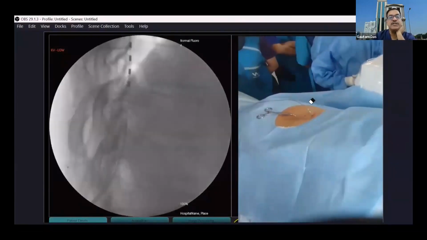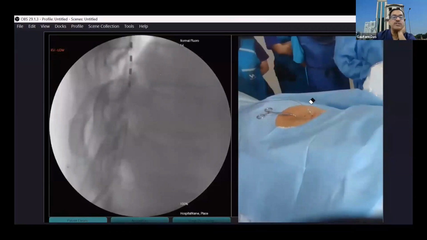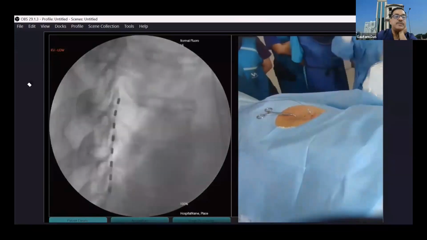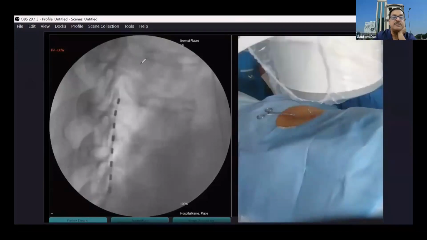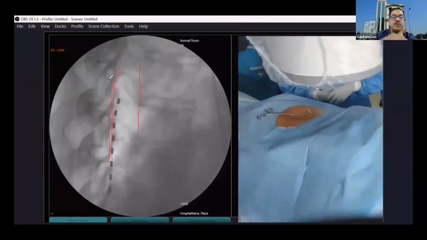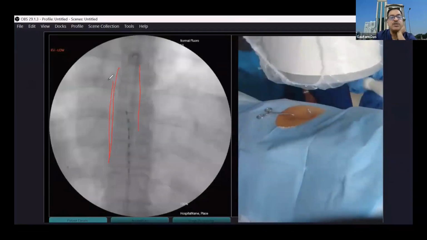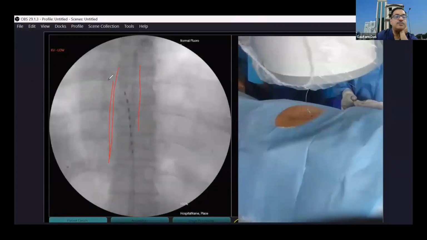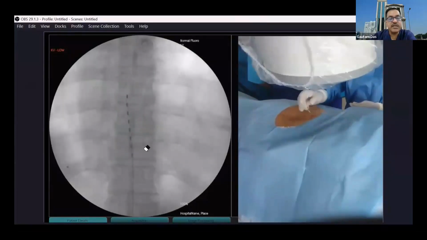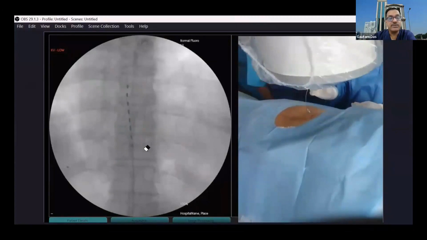So also we are checking whether it is in the posterior space. Now you can see this is the anterior space and this is the posterior space. Our spinal cord stimulator lead is perfectly in the posterior space. So we are happy, but we are trying to put it just to the side of the midline on the left side of the lamina. So that is our desired place.